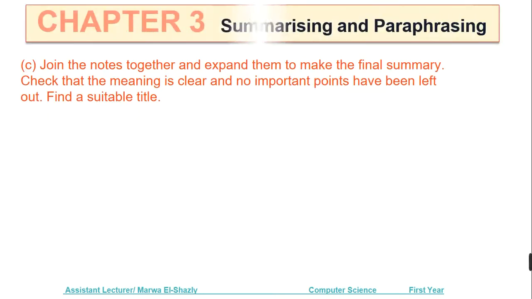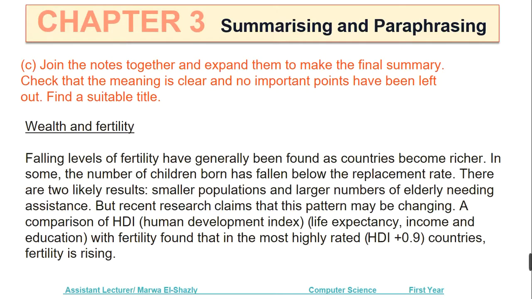اوكي اللي بعدها قال لي join the notes together and expand them to make a final summary. انت عملت النوتس وجبت الامبورتنت key points هنا وكملتهم، هنعمل بقى summary منهم. check the meaning is clear and no important points have been left out. تأكد ان المعنى بتاعك واضح ومفيش points تم تجاهلها يعني. find suitable title وحط عنوان. طيب wealth and fertility هو ده السمري.